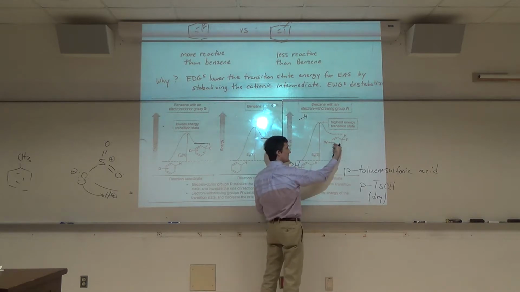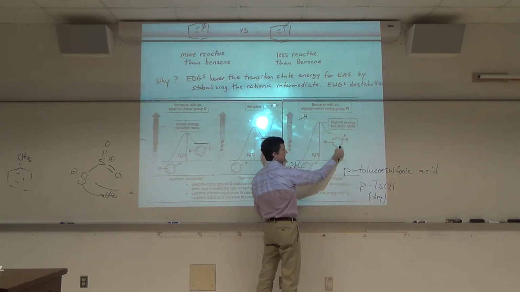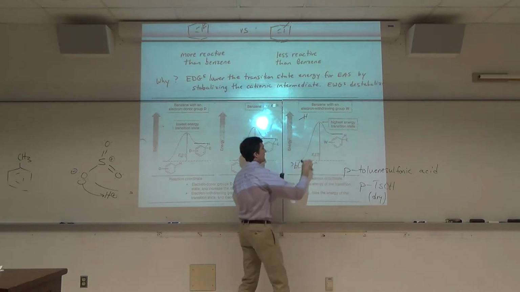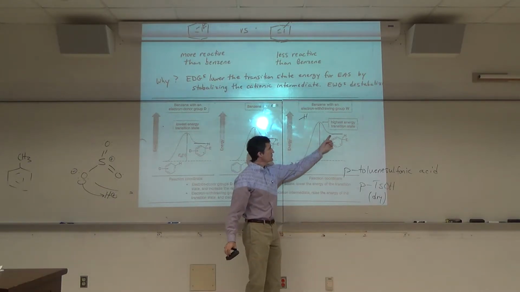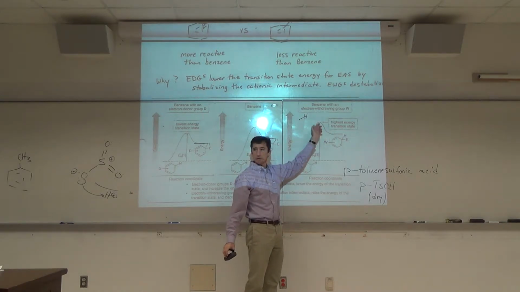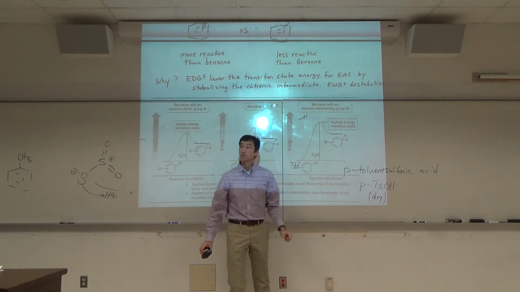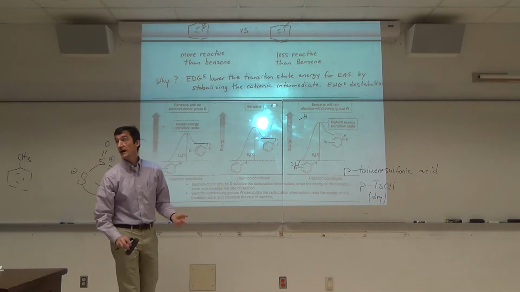On the other hand, if you have a withdrawing group when you make your sigma complex carbocation, it's going to destabilize it, and so it raises it up. If it raises it up, we assume that the transition state leading to it is going to be higher. That's going to be more difficult, thus a slower reaction.